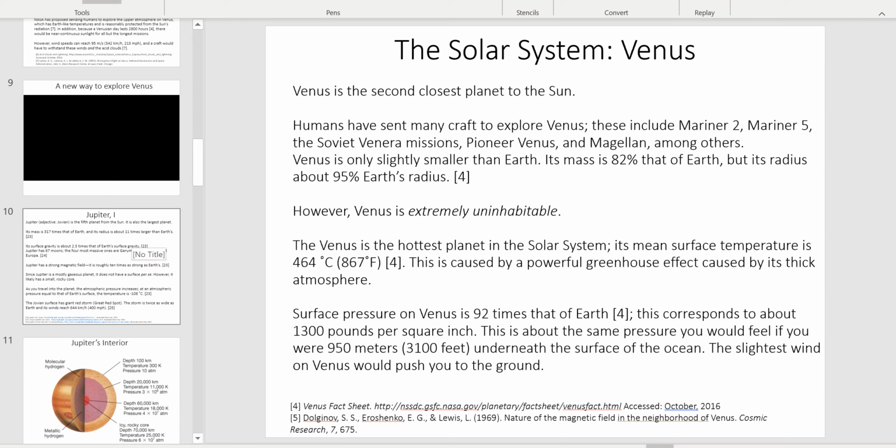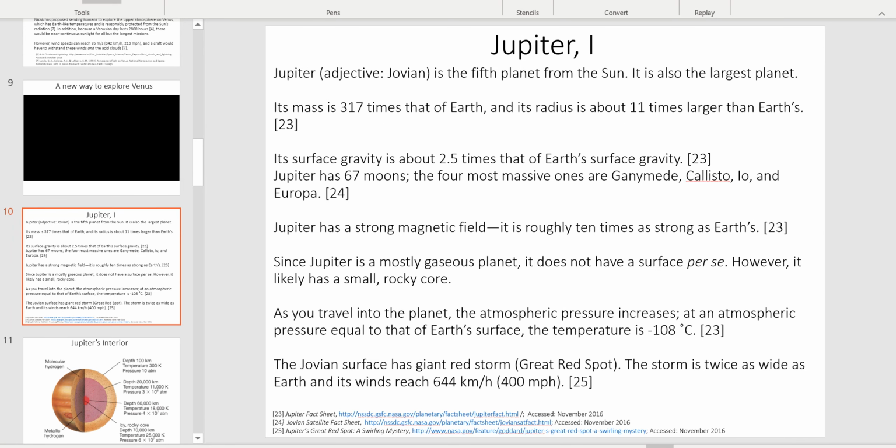The next planet is Earth, but we've talked about Earth already. In another video, we talked about Earth and the Moon. So I'm going to move on to the planet after Earth, which is Jupiter. Jupiter is the largest planet in the solar system.